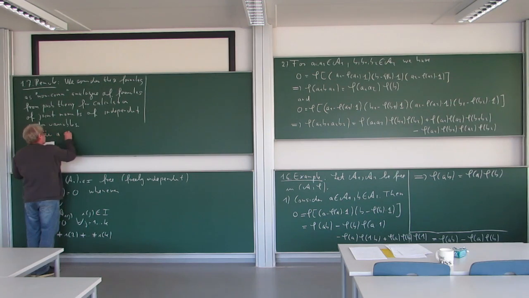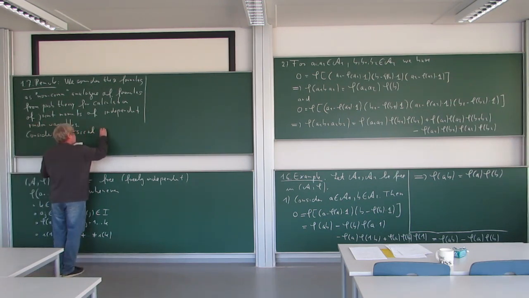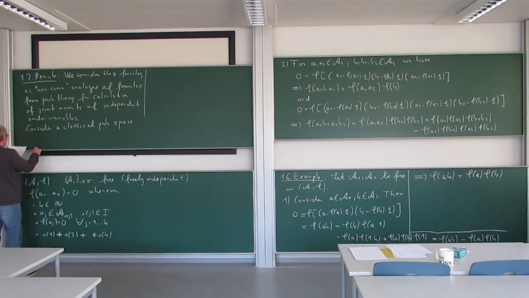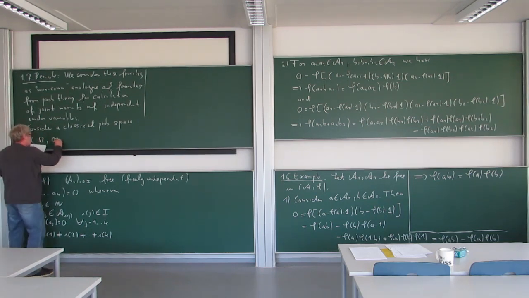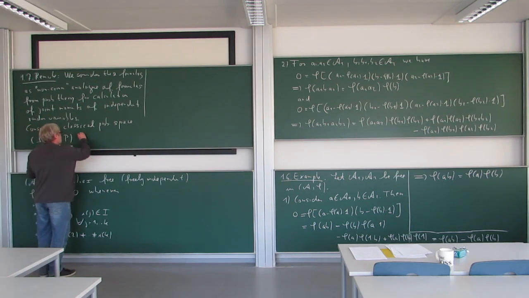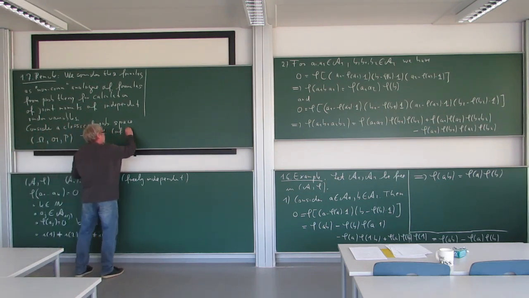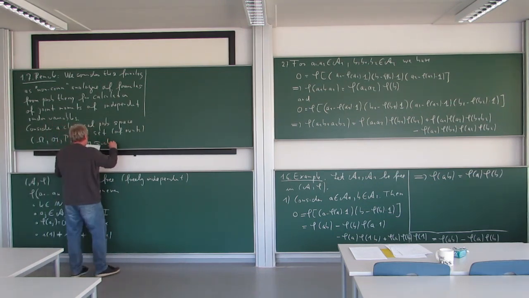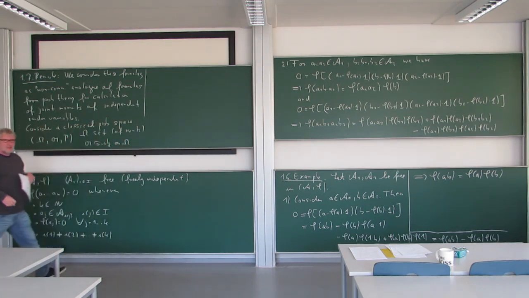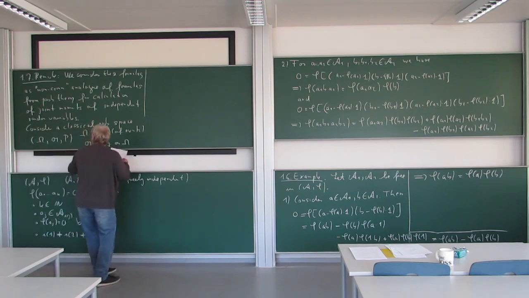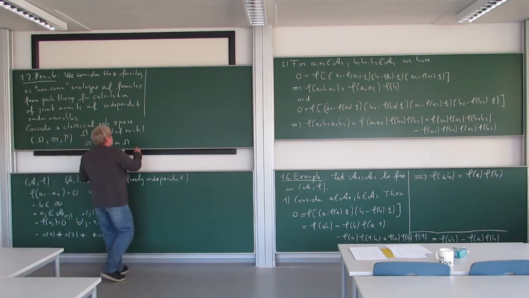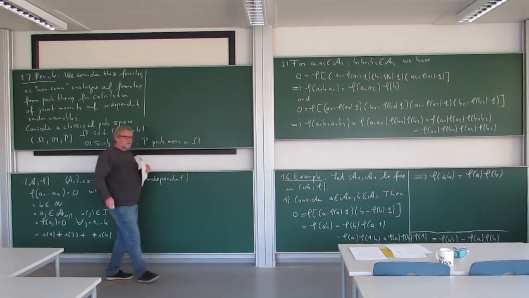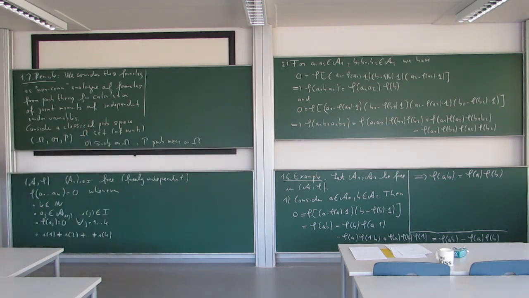Okay, so let's consider a classical probability space. So what is a classical probability space? Of course, this is just a triple omega, A and P, where omega is a set of events, A is a sigma algebra on omega, those are the subsets of omega for which you can calculate probabilities, and P is our probability measure. That's usually what you call a probability space in classical probability theory.